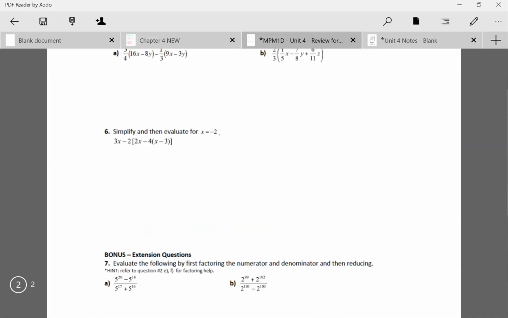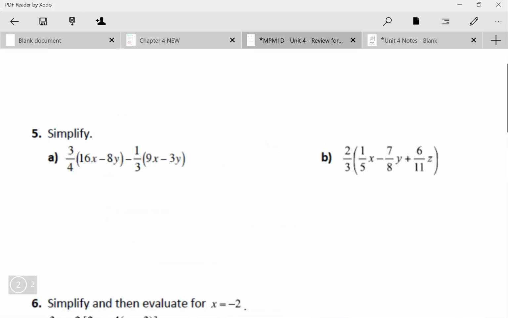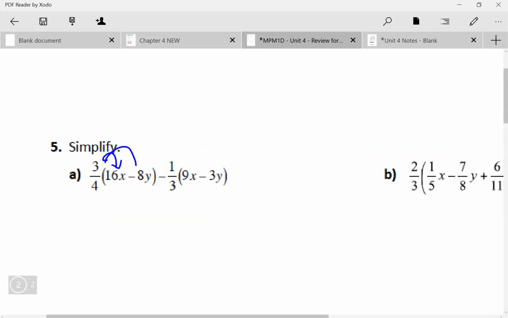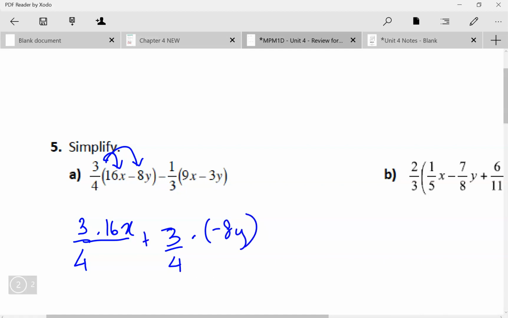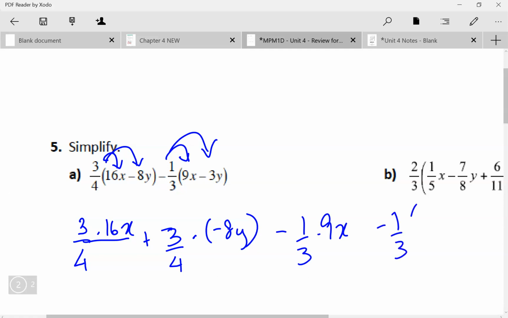Again, we have some more questions here. Simple. Again, we're going to multiply 3 over 4 times 16x minus 3 over 4 times negative 8y minus 1 over 3 times 9x. Be very careful here. It's minus 1 over 3 again times the negative 3y. This minus 1 over 3 gets multiplied into the negative 3y as well.